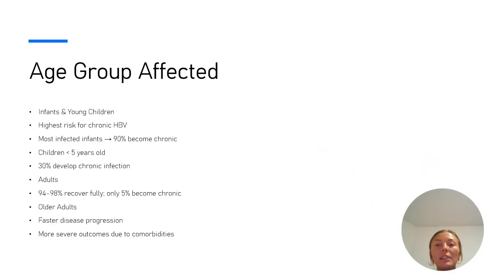The age at which someone is exposed to hepatitis B plays a major role in how severe the disease becomes. Infants and young children are at a higher risk for developing chronic hepatitis B because their immune systems are not yet fully developed. In fact, about 90% of infants infected with hepatitis B will develop chronic infection. Children under the age of 5 also have a higher risk, while most adults, around 94 to 98%, recover completely. Older adults tend to experience faster disease progression and worse outcomes due to age-related immune decline and comorbidities.